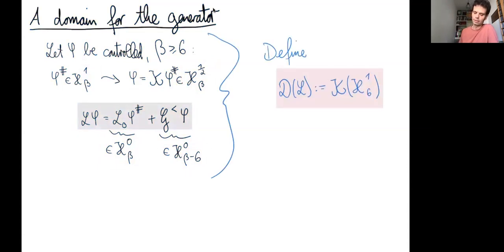So we define the domain of the operator as the controlled elements with input in H1,6. So we take a phi sharp in H1,6, put it into this solution map K, and after that we get an element which is mapped to the domain by the generator. These functions are very, very complicated.